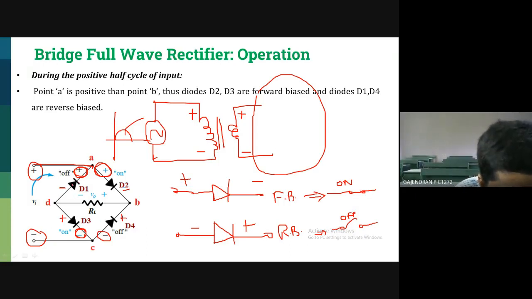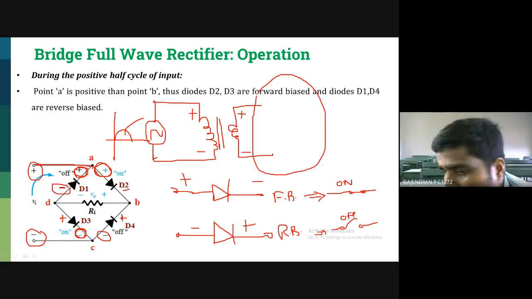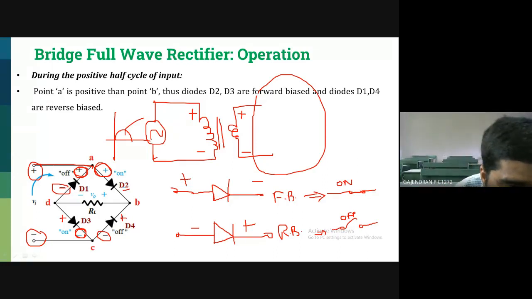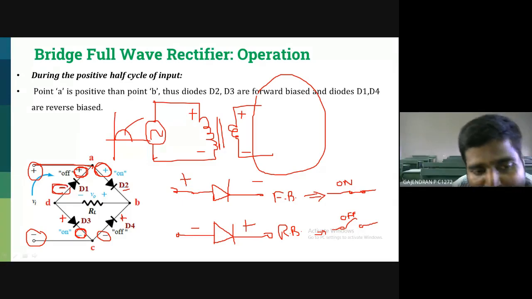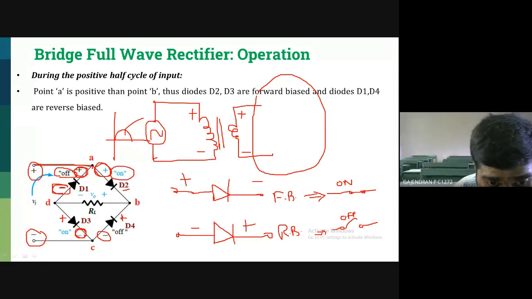D1, anode is connected to the negative terminal. Hello? அப்ப D1 ஆன்ல இருக்குமா ஆஃப்ல இருக்குமா? D1 anode is connected to the negative terminal. அப்ப என்னவா இருக்கும்? Off. What about D2? Whether it is forward biased or reverse biased? Forward biased. Therefore, it is on. What about D4?